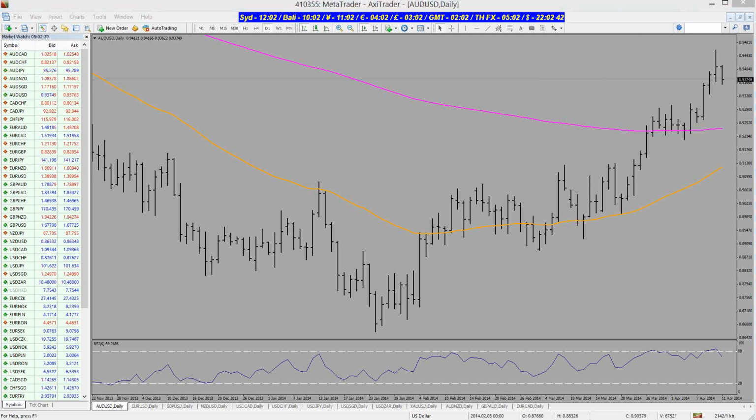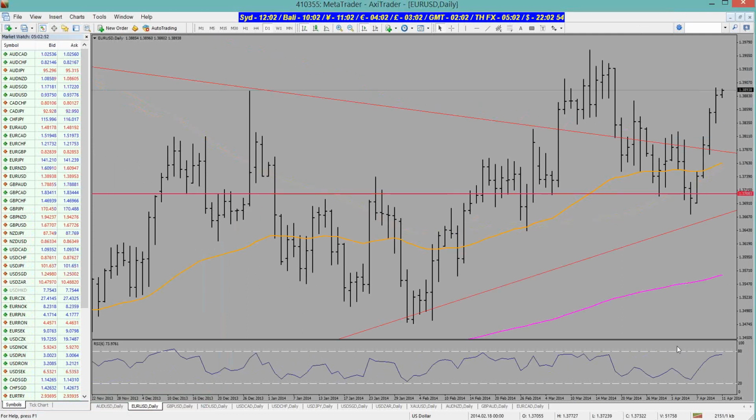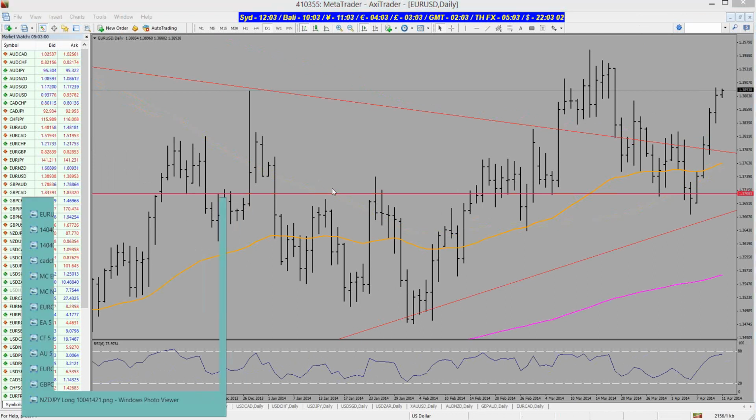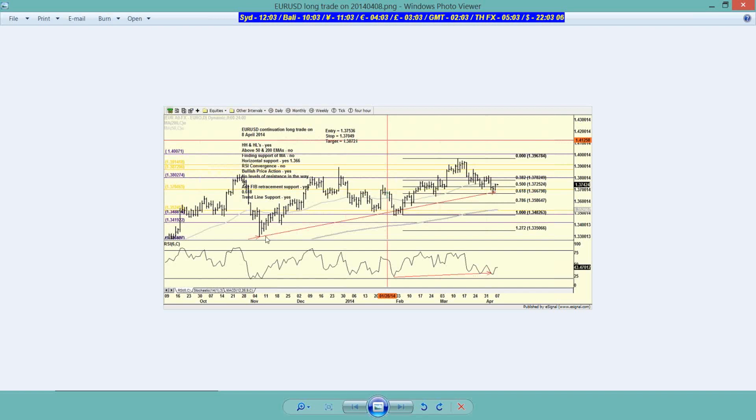set up. Let's go. The first one we're looking at is Euro Aussie. What's after that? The Euro Dollar. Going well. Not yet overcooked. This trader got in on this basis.